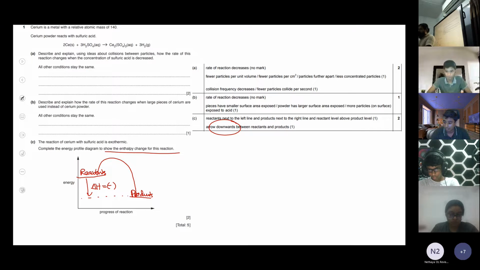I came to you during the theory classes and told you the arrow directions. Activation energy is always an arrow up. Enthalpy change: exothermic arrow down, endothermic arrow up. Okay?